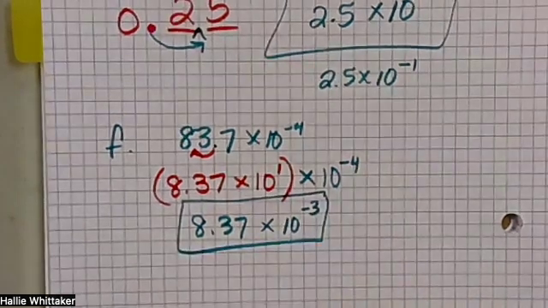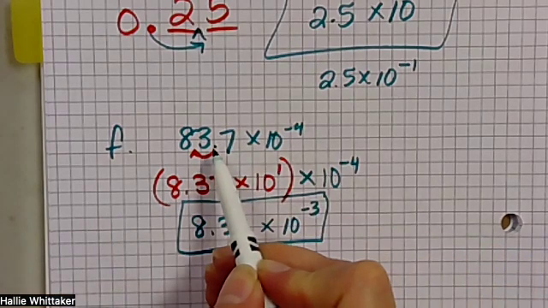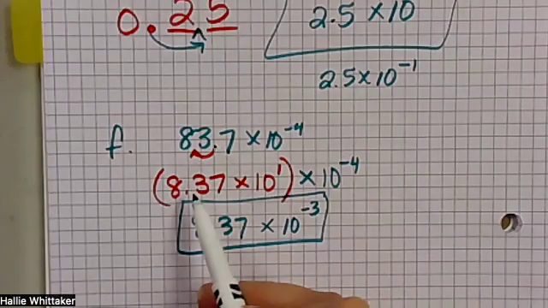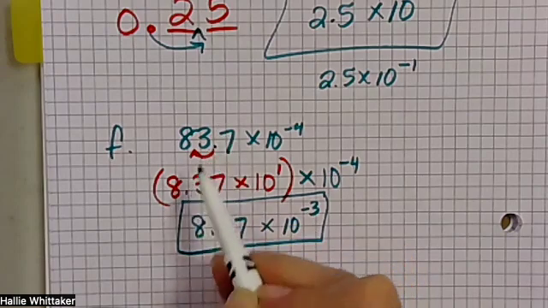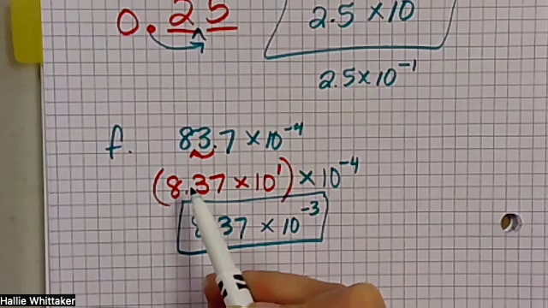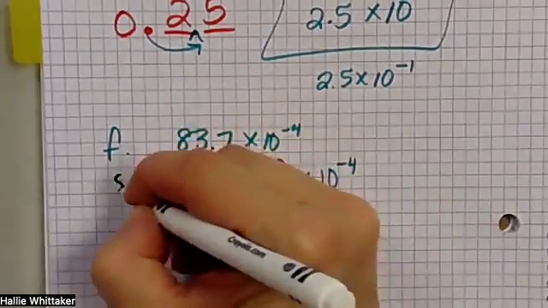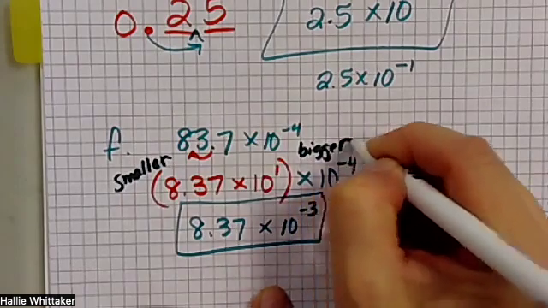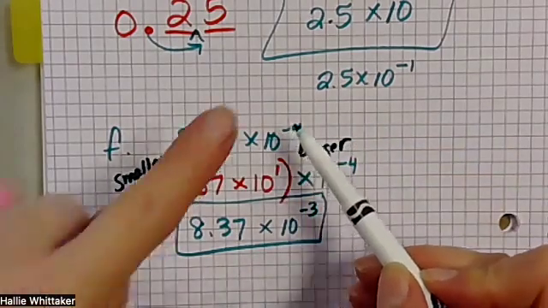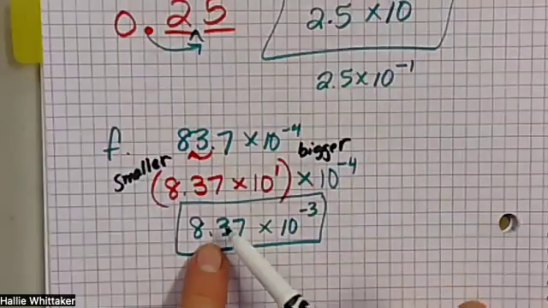Okay. Now, another way to think about this, I'll try to use a different color. See how 83.7 went to 8.37. Going from here to here, did it get bigger or smaller? Smaller. So to counter that, this side has to get bigger. So this one went smaller, and to balance it, this side needs to get bigger. And if you're on a number line, when you move from negative 4 up 1 to negative 3, that's getting bigger, correct? Okay, so you could think about that.